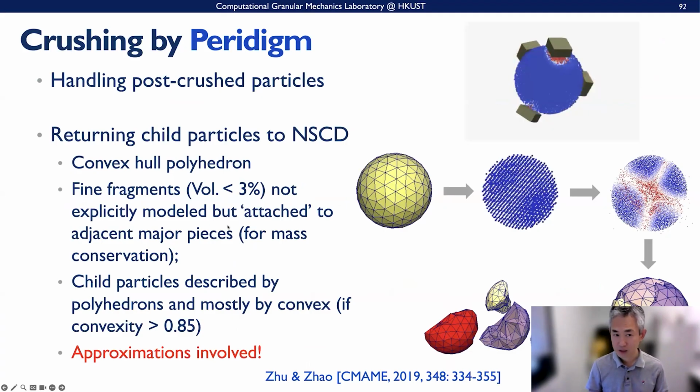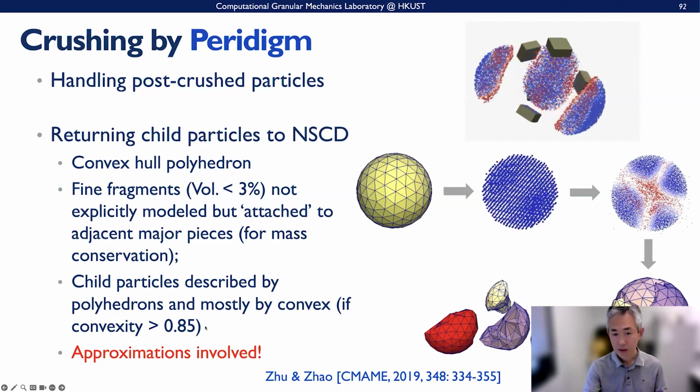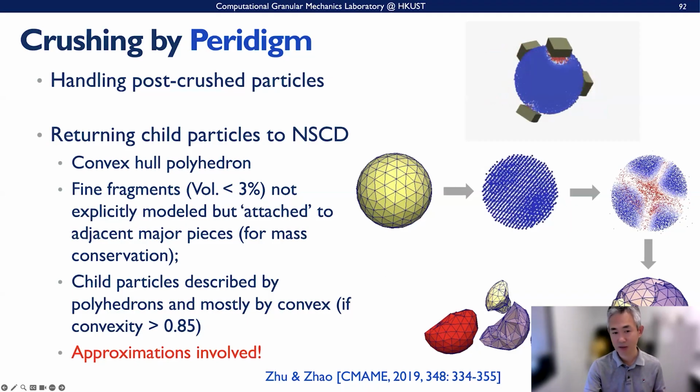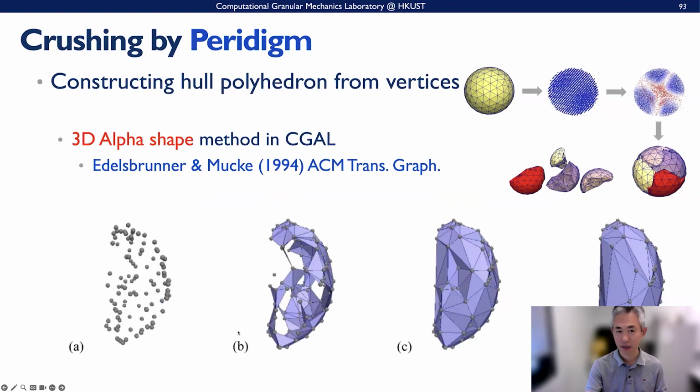These are very fine pieces, and if the volume content is smaller than a certain one, we are not going to disseminate all the small pieces because computation-wise it is very expensive, but we return their mass to the big ones, and then we just discard the small ones here, right? And so we still assume that the mass is conserved here. But we also consider certain approximations, as I mentioned, and this is the way we use CGAL, the computational geometry library, to reconstruct the shapes of the child particles after crushing.